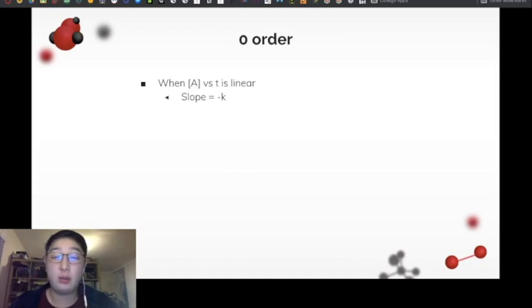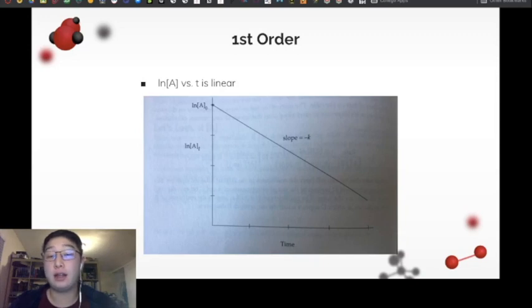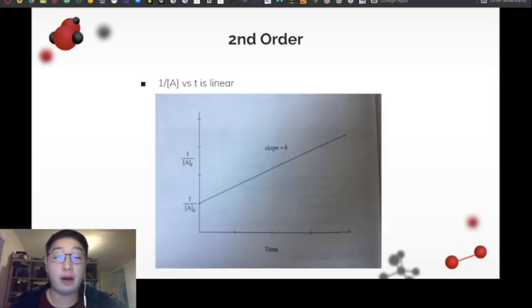For zero order reactions, when you graph the concentration of A versus t, you're going to get a line with a slope of negative k. In first order, when you graph the natural logarithm of the concentration of A versus time, that's going to be linear with a slope of negative k. And for second order, the graph of 1 over the concentration of A versus time is linear with a slope of k. Just as a note, it is not negative k. Just keep that in mind because it did throw me off when I first saw it.